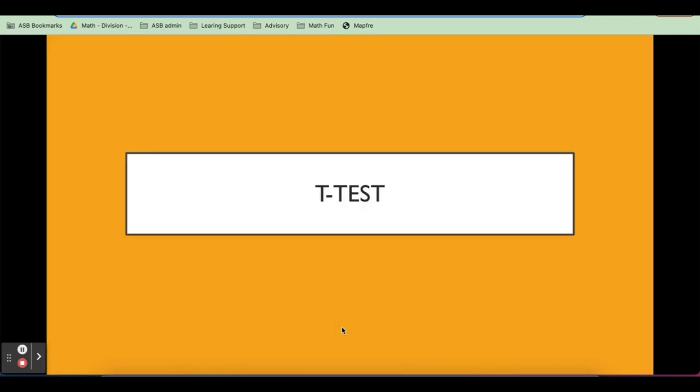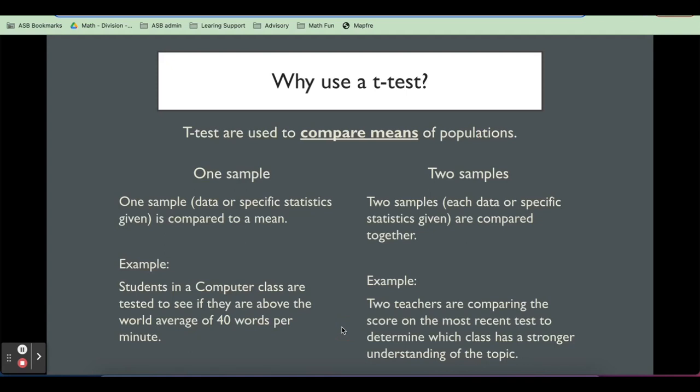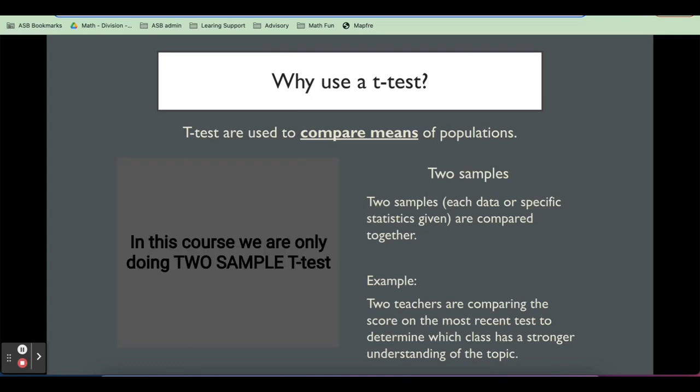Now let's get started and talk about our t-test. Why would we want to use a t-test? Well, t-tests are the tests that we're using if we're comparing means of populations. Now we could be doing a one sample t-test. In this case, we would be comparing one sample, so a certain data or specific statistics given about this sample, and we're comparing it to a mean.